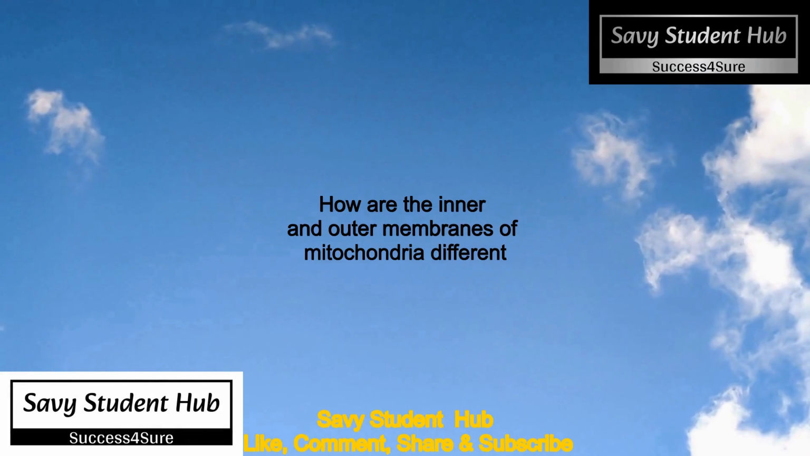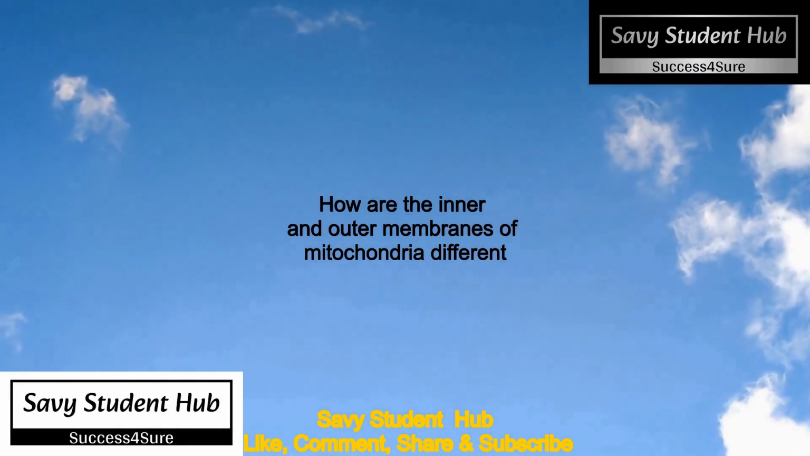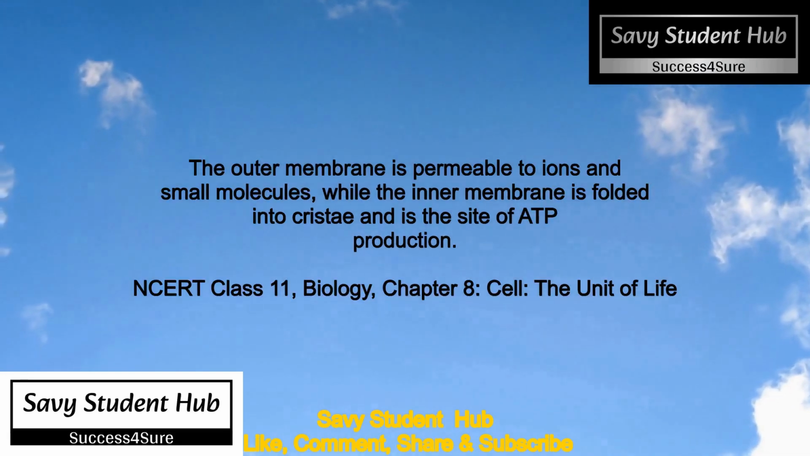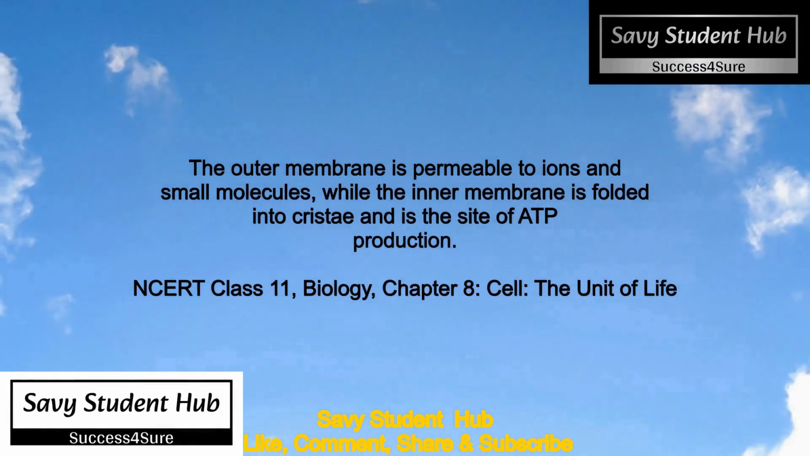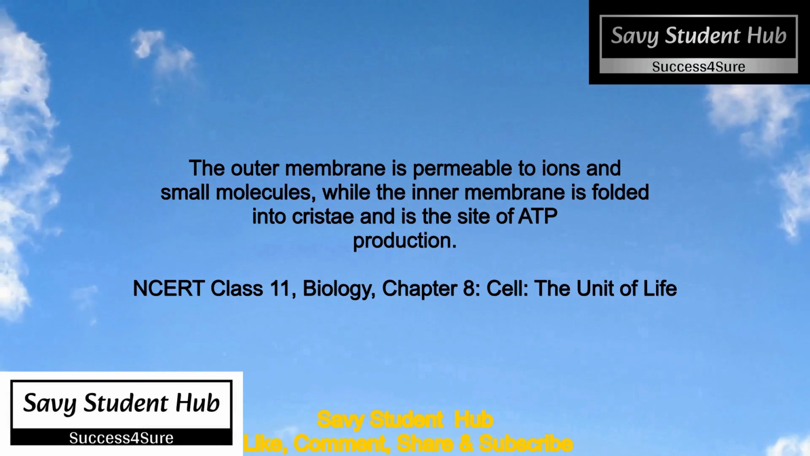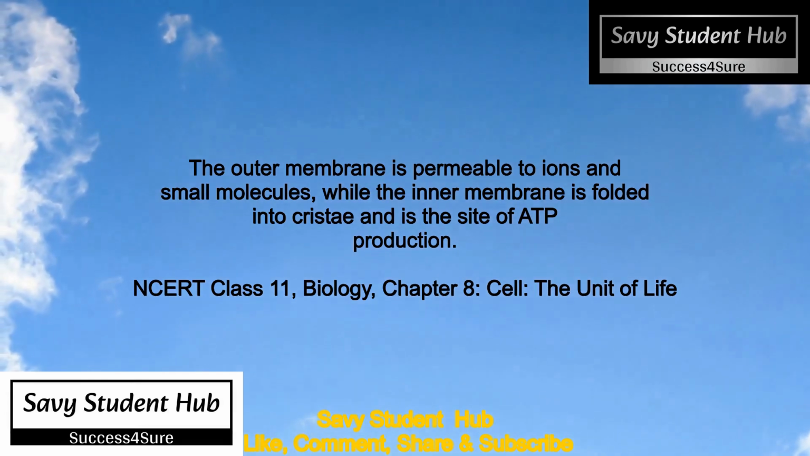How are the inner and outer membranes of mitochondria different? The outer membrane is permeable to ions and small molecules, while the inner membrane is folded into cristae and is the site of ATP production.